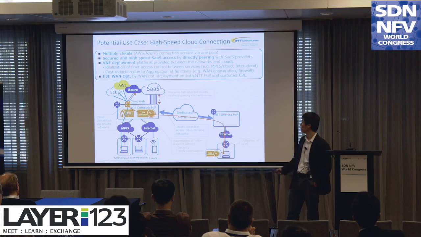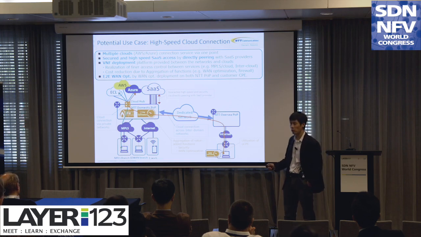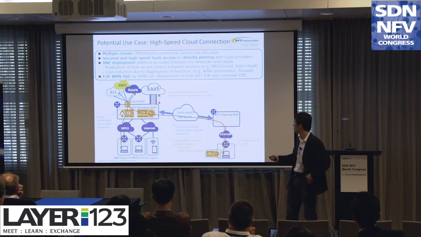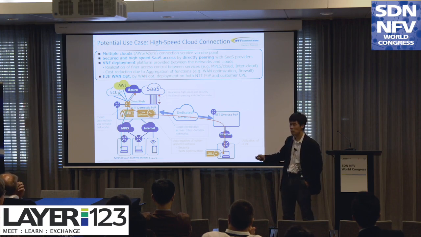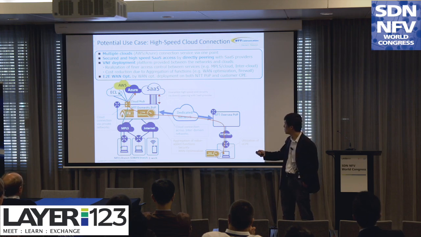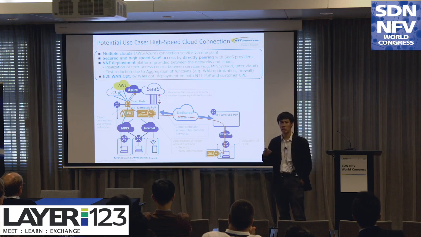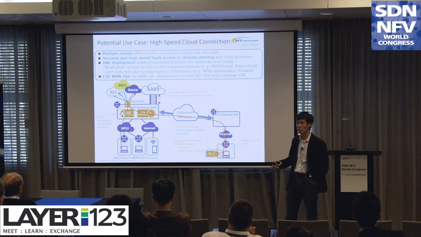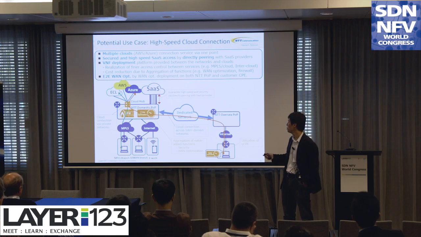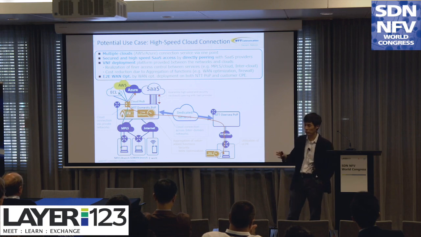And also, by deploying VNFs here, we can achieve service aggregation. For example, if we deploy WAN optimization here, when people access from here to Amazon, or here to Azure, and even here to SaaS, they can use the same infrastructure. They can use the same WAN optimization to reduce cost. People do not need to deploy WAN optimization here, here, and here. With just one point, they can accelerate all the services.